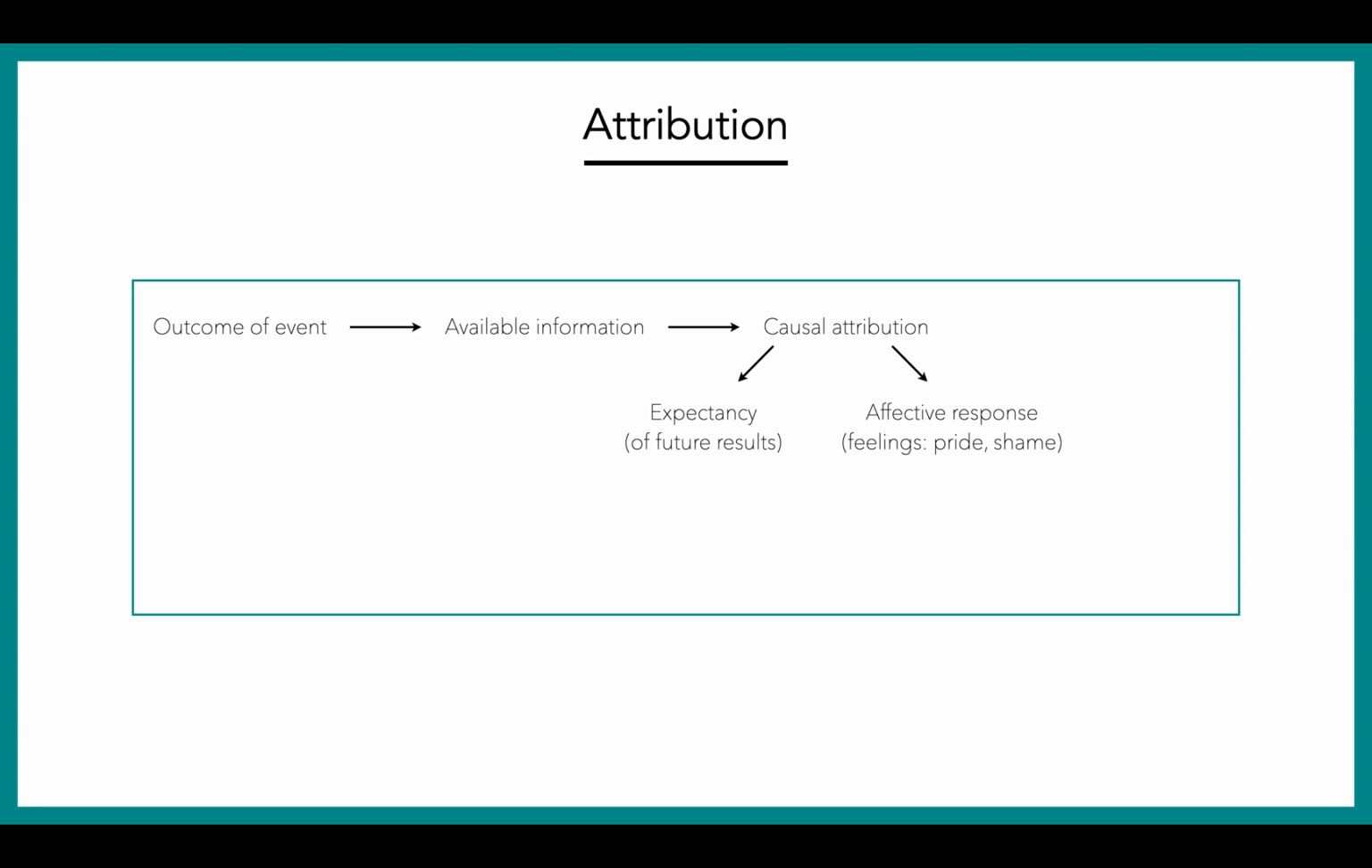and I said it's because of my ability, that's stable, I'm going to expect to do well again because we know the stability affects expectancy, and I'm going to feel proud, okay, on that affective response. And this will link to decision on participation. So if we're feeling good about the attributions we give, we're going to race in the 100 meters again.